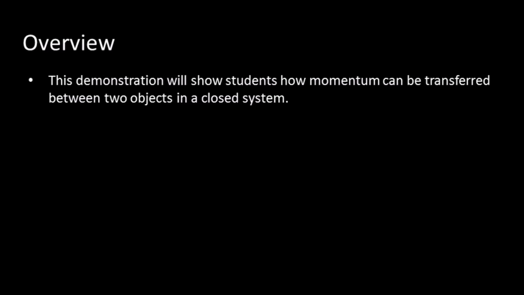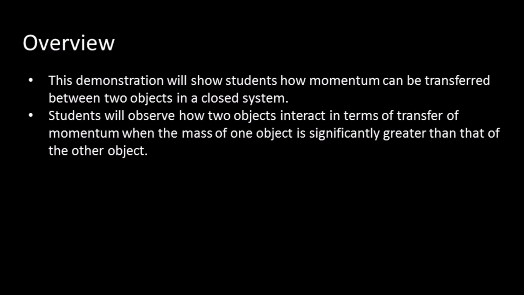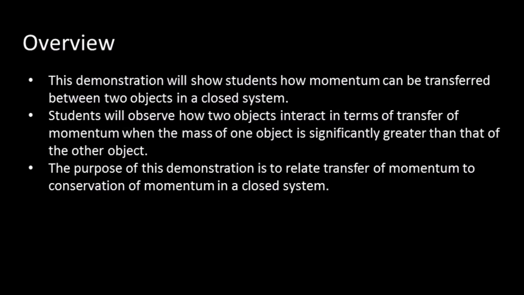This demonstration will show students how momentum can be transferred between two objects in a closed system. Students will observe how two objects interact in terms of transfer of momentum when the mass of one object is significantly greater than that of the other object. The purpose of this demonstration is to relate transfer of momentum to conservation of momentum in a closed system.